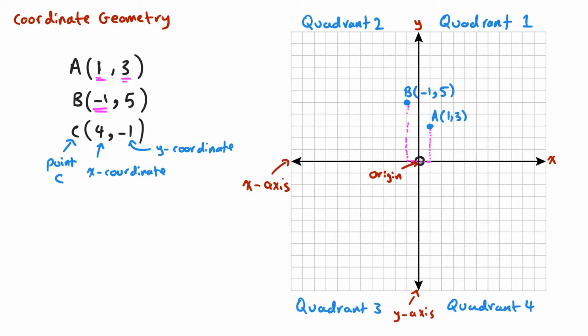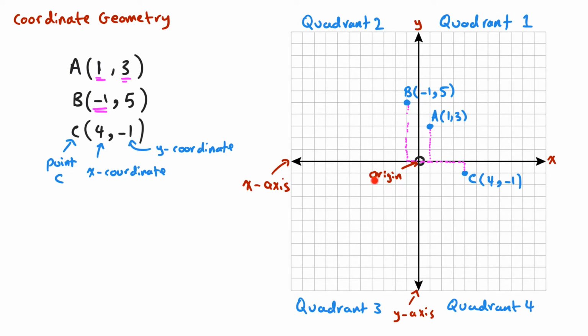Finally, my last point is 4 and negative 1. Starting from the origin, I have to move right by a value of 4, so 1, 2, 3, 4. Then for my y coordinate, I have to go down by a value of 1 because it's a negative 1. So I go down here and my point should be put right over there. So I move once again 1, 2, 3, and 4, and down by 1, put a point right there and call it C. C has an x coordinate of 4 and a y coordinate of negative 1.